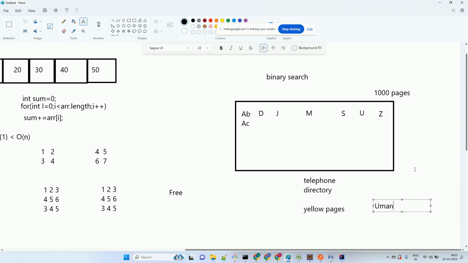Now what we do normally is we'll open the book from the center. So which page will open? M. So let's say M was the 500th page, right? So what will he see on that page? He will see all people with M, Mike, and all those people. Now what will he think to himself? The name which he is searching for is in which side, left side or right side? The name which he is searching for is in which pages? 1 to 500 or 501 to 1000? Where is it?